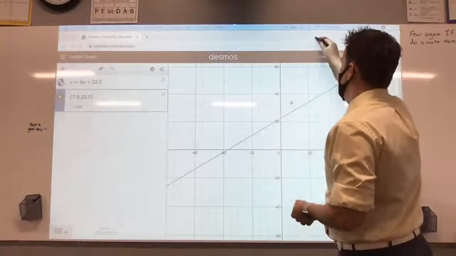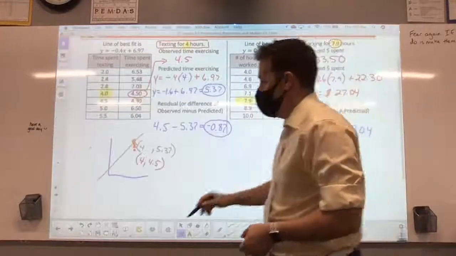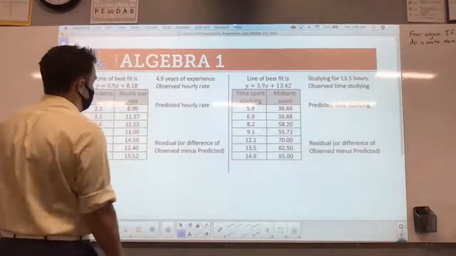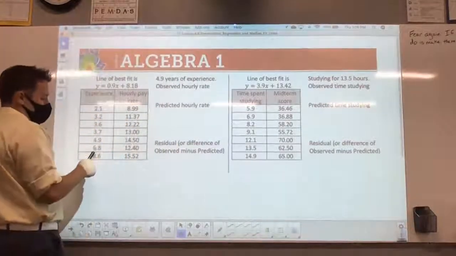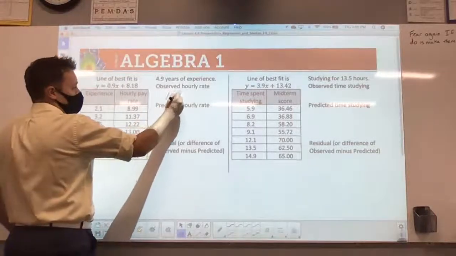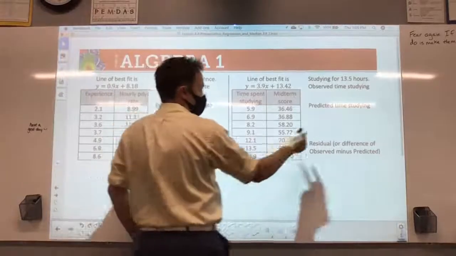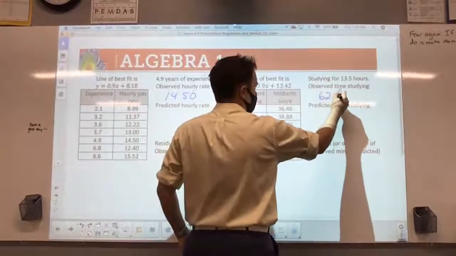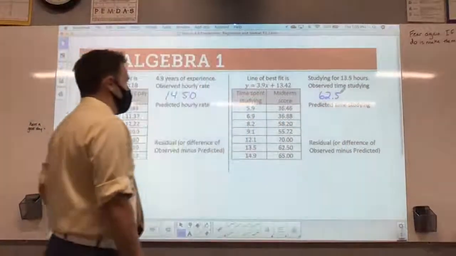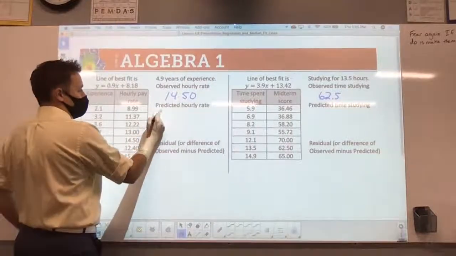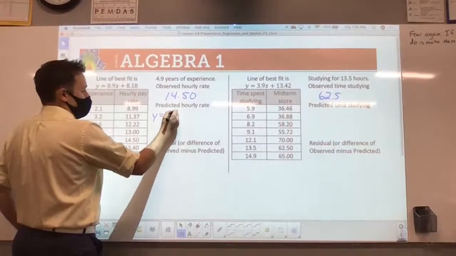The very last thing, make sure you know on these last two, as you go through these, you can do the observed because it's really simple. It's 14.50. This one is 13.5, so you know it'd be 62.5. Then for your predicted, just plug in the numbers, and that will be it. Any questions?